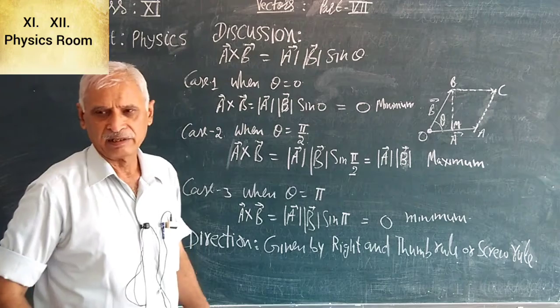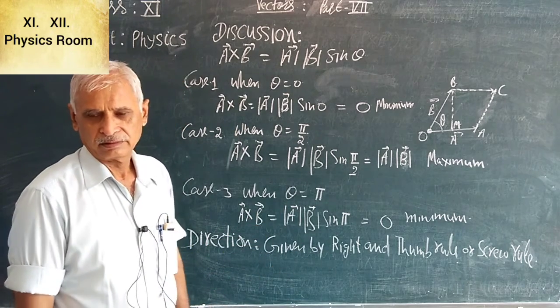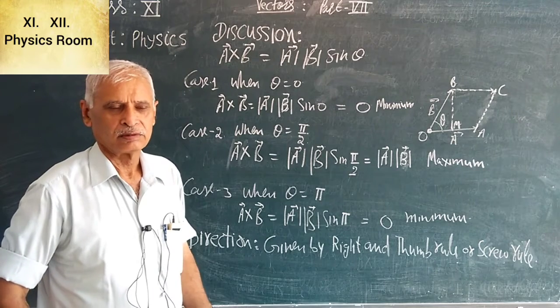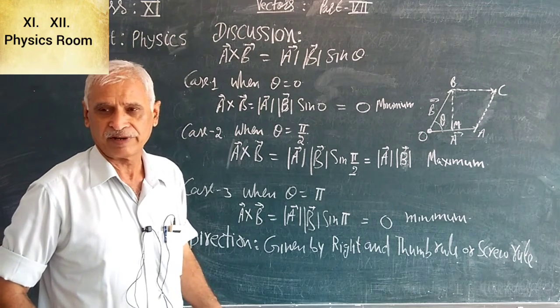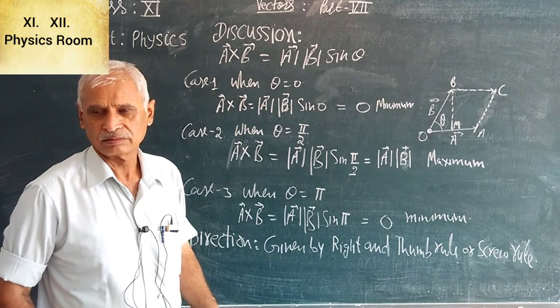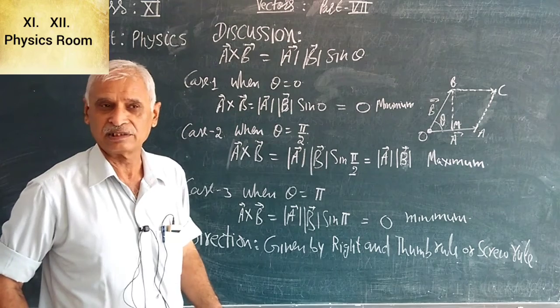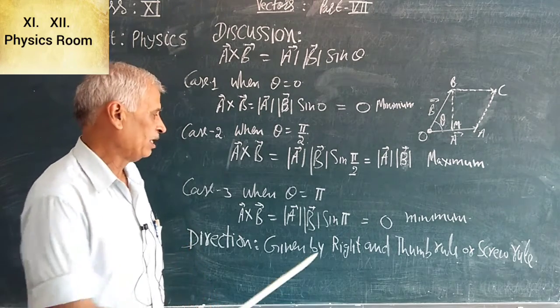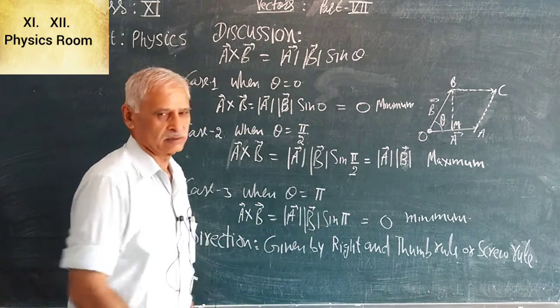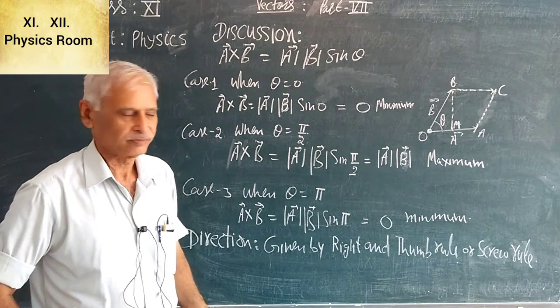So for other angles, the magnitude varies in between. As you know, sin 45 is 1 by root 2, sin 60 is root 3 by 2, and sin 30 is 1 by 2. Accordingly, the magnitude varies. It depends upon the angle of inclination.